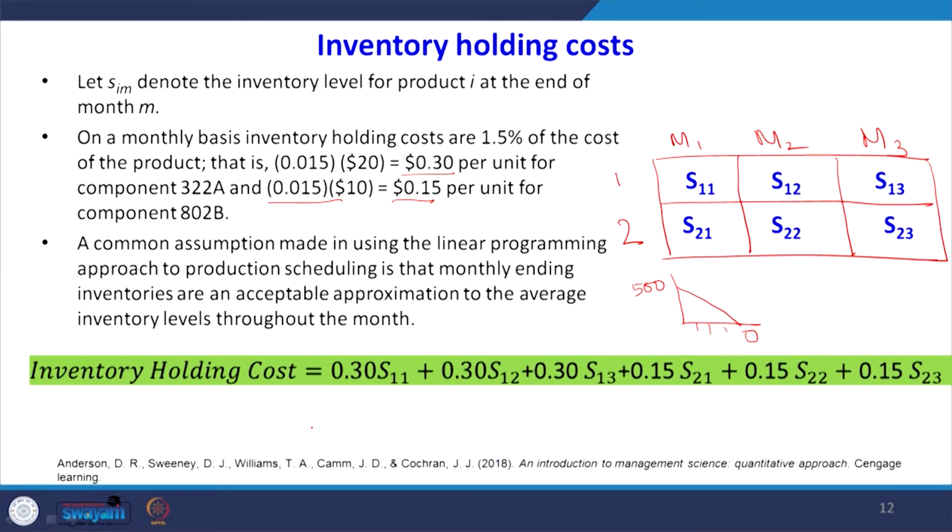So, now we will go for the inventory holding cost. We know that for the first product inventory holding cost is 0.15. So, when you multiply it by corresponding decision variables for inventory, so 0.30 S11, 0.30 S12, 0.30 S13 for the product 1. For the product 2, 0.15 S21, 0.15 S22, 0.15 S23 for product 2.